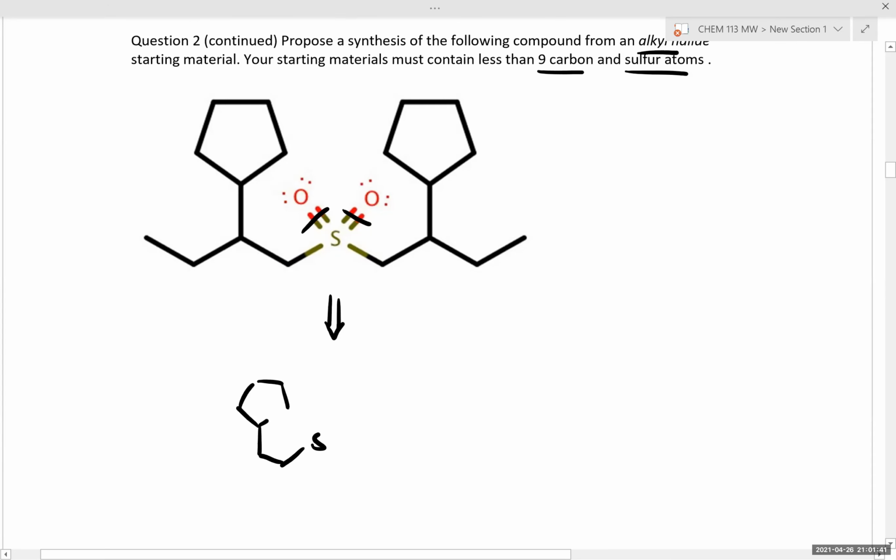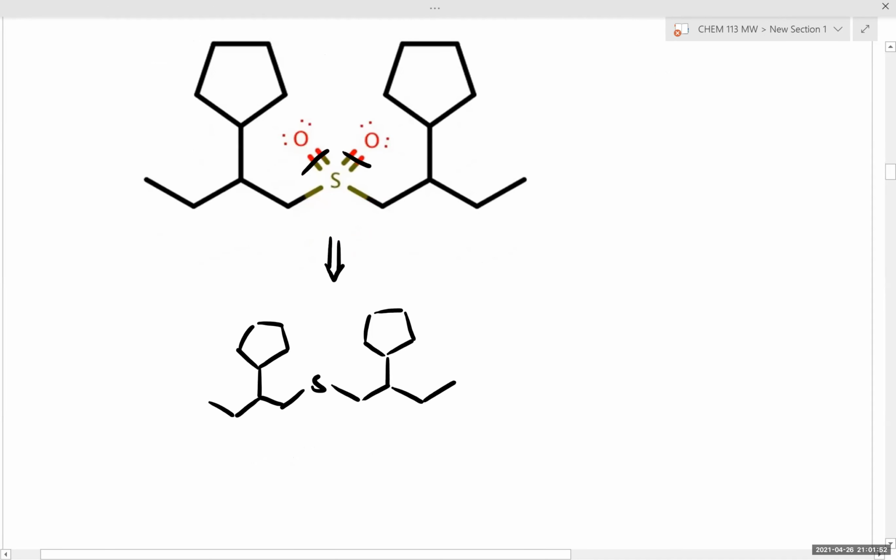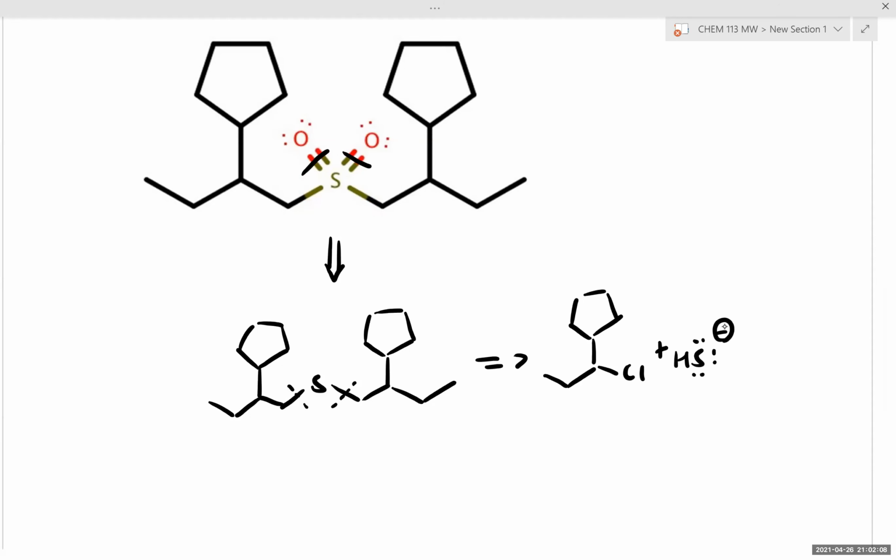And what really stands out about this substrate? Symmetrical. It's symmetrical, exactly right. So we can use that recognition of symmetry to break this down to a pair of identical alkyl halides and some hydrogen sulfide anion equivalents. I can draw them out just so that we can see what's going on here.